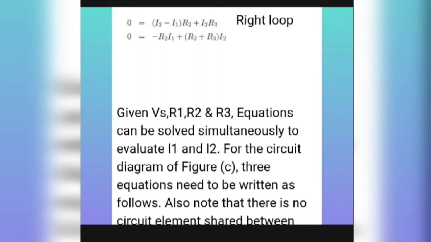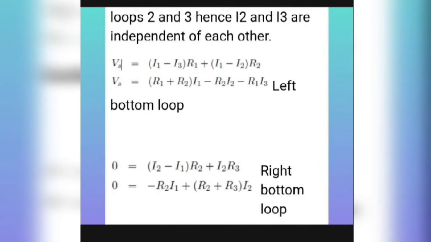For the next circuit, the equations need to be written as follows. Also note that there is no circuit element shared between loop 2 and loop 3. Hence I2 and I3 are independent of each other. For the top loop, Vs is equal to (I1 minus I3) R1 plus (I1 minus I2) R2.